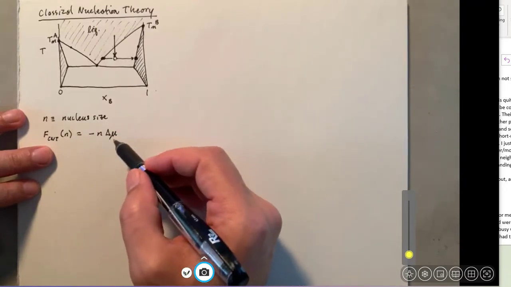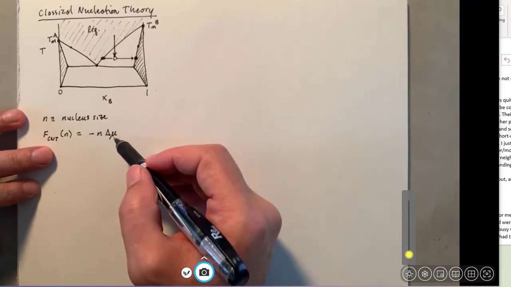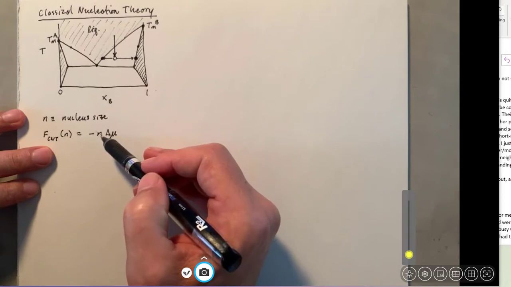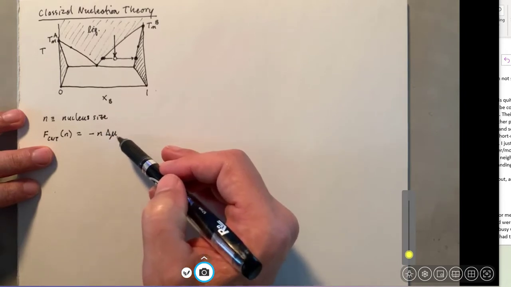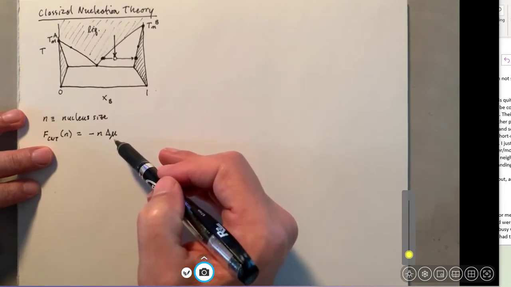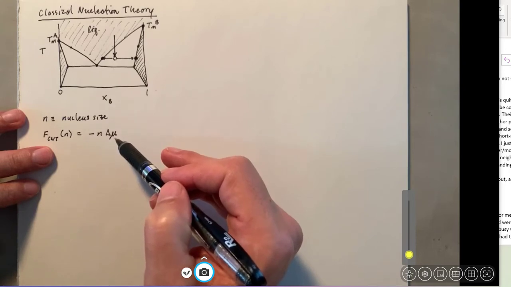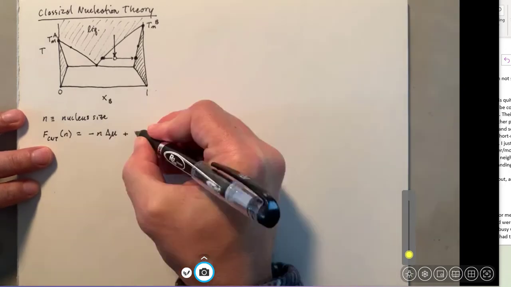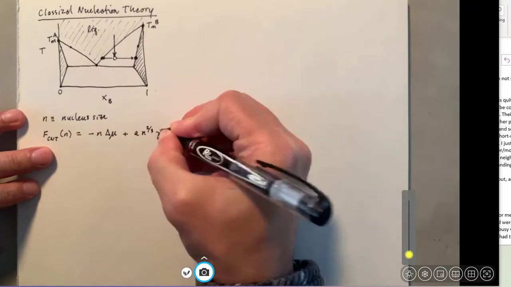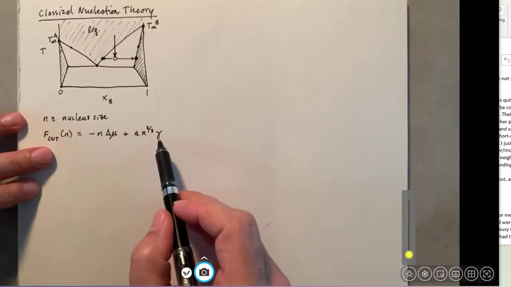That's not the whole story, right? This is the free energy in the bulk to grow a new phase of size N when the chemical potential driving force is of size delta mu. But we also have to create an interface between the new phase and the old phase. So that term looks like this. All right, so this is an interfacial free energy.